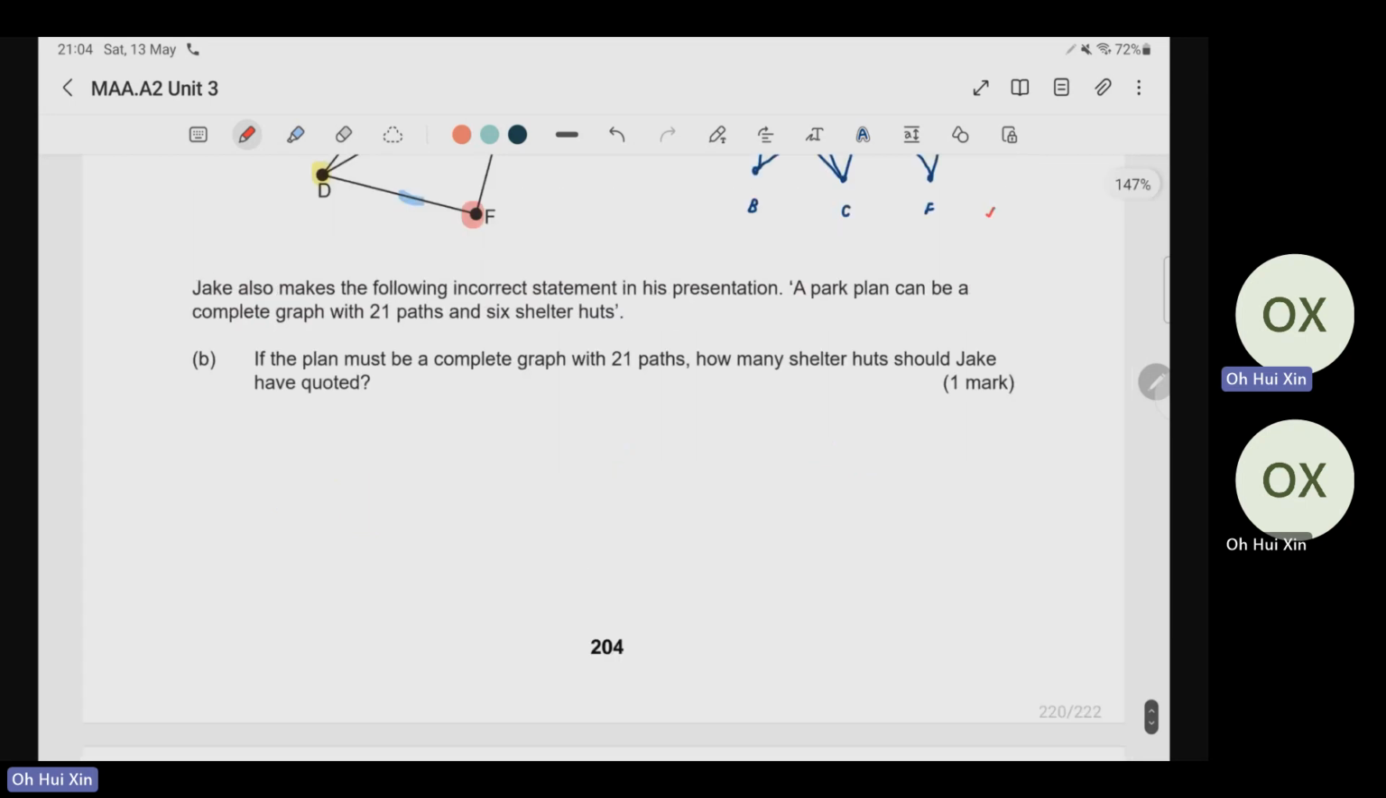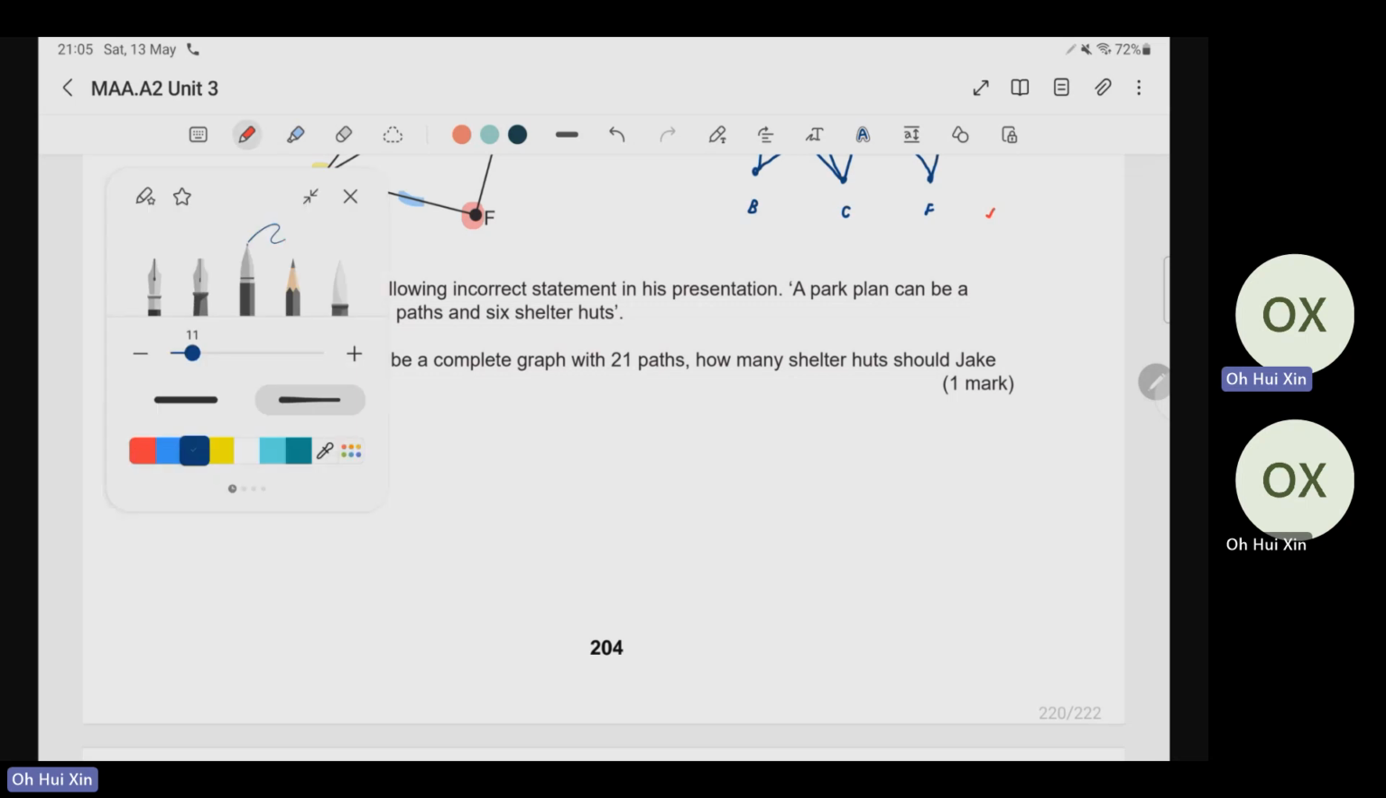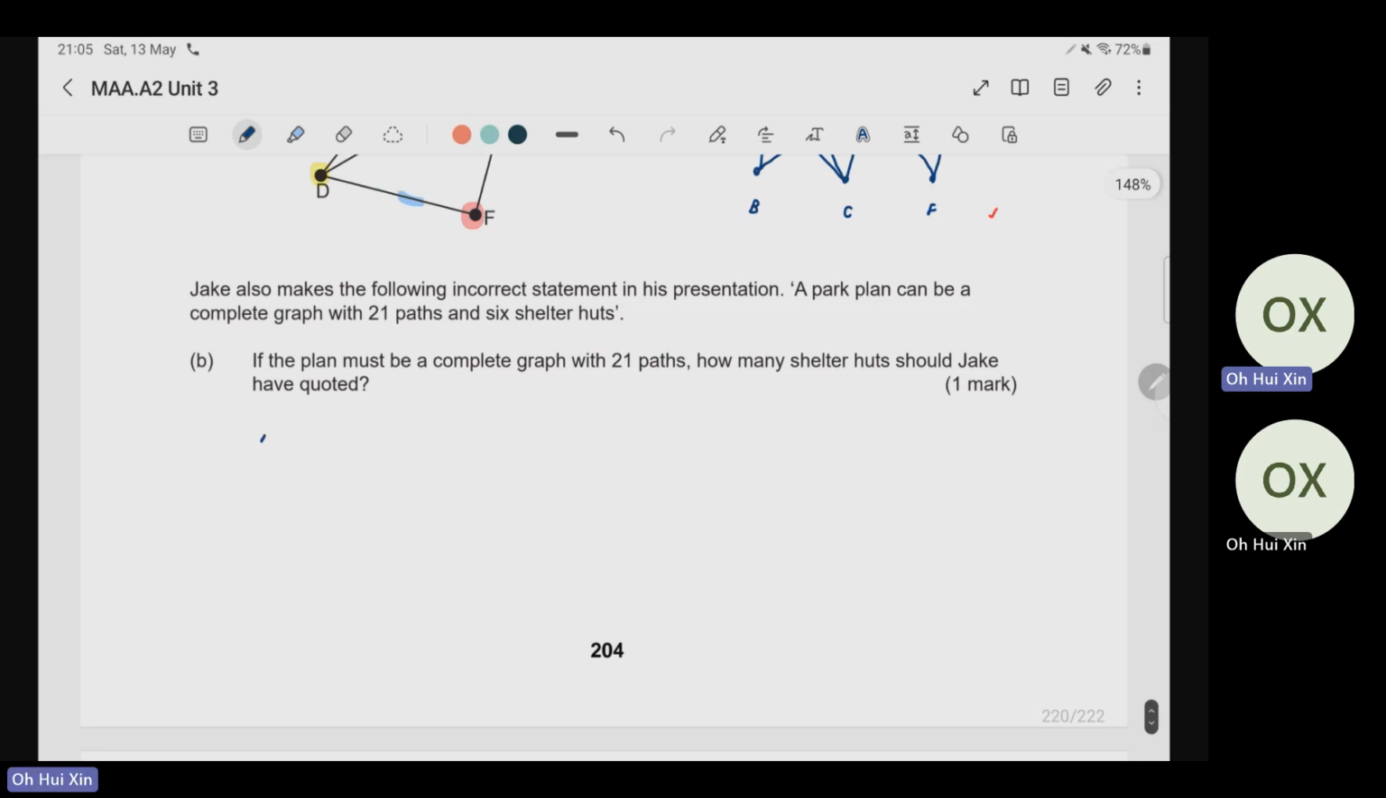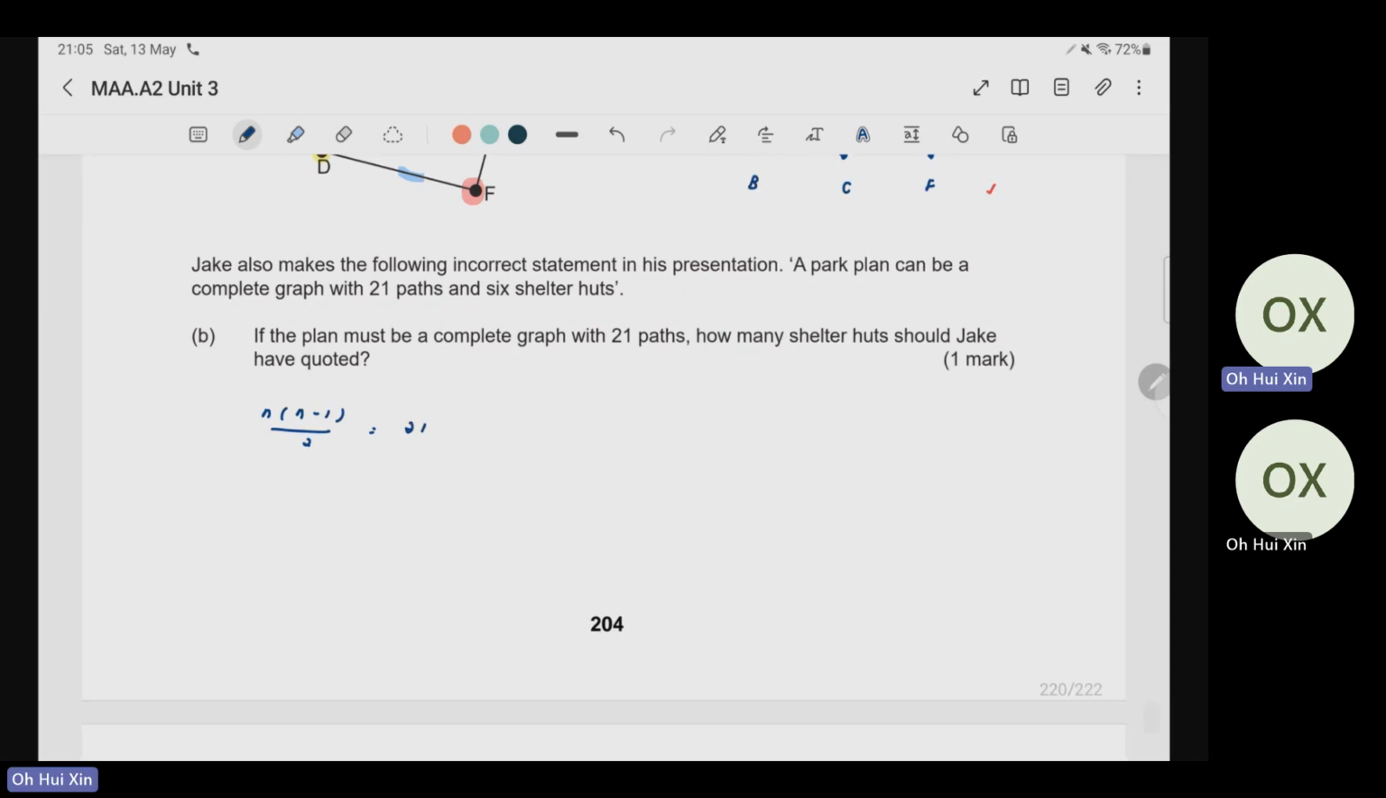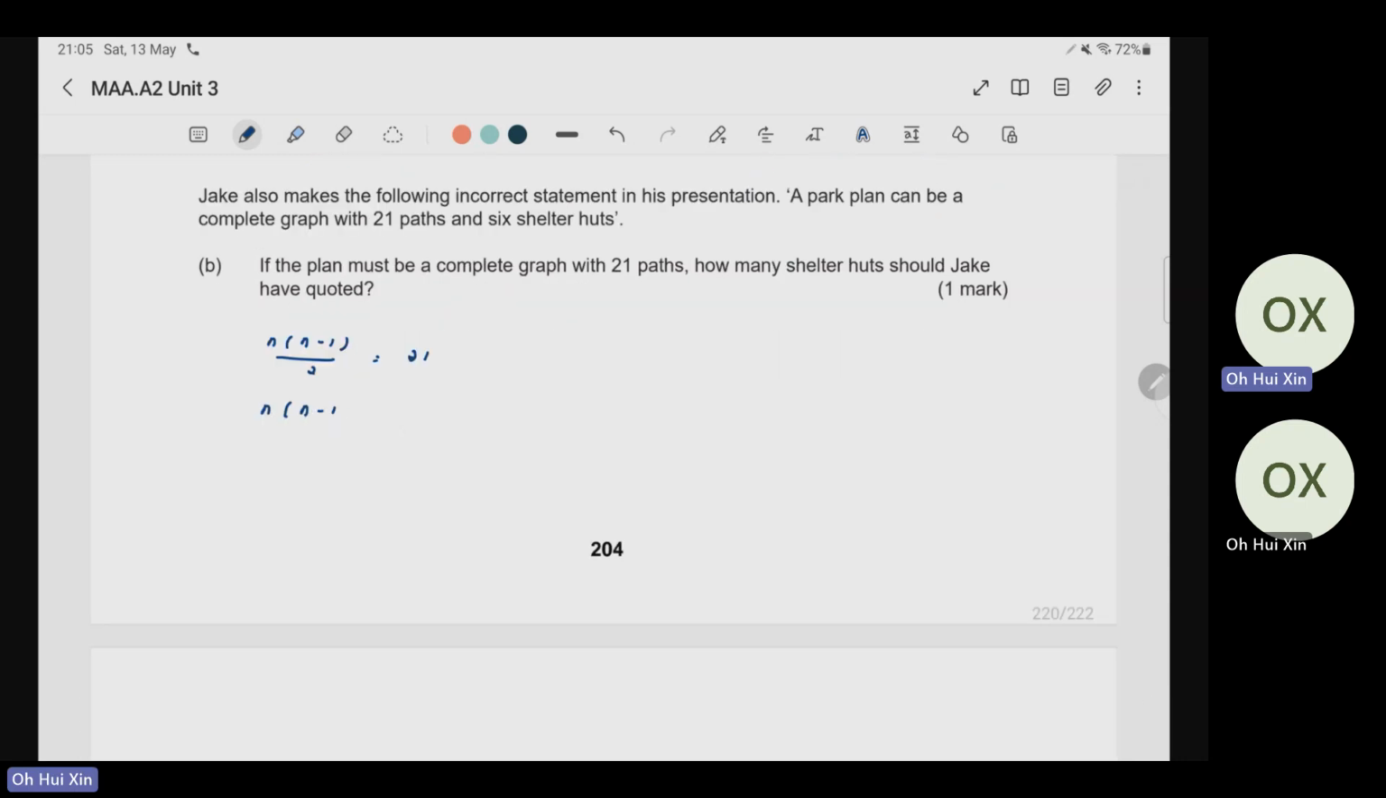Jake also makes the following incorrect statement in his presentation: that a park plan can be a complete graph with 21 paths and 6 shelter huts. Okay, so if the plan must be a complete graph with 21 paths, how many shelter huts should Jake have quoted? Of course you can use two ways to do that. One way is that if you remember the formula, you can solve for n, such that you get 21 edges, right? So that's the idea. Then after that, you can do normal solving.